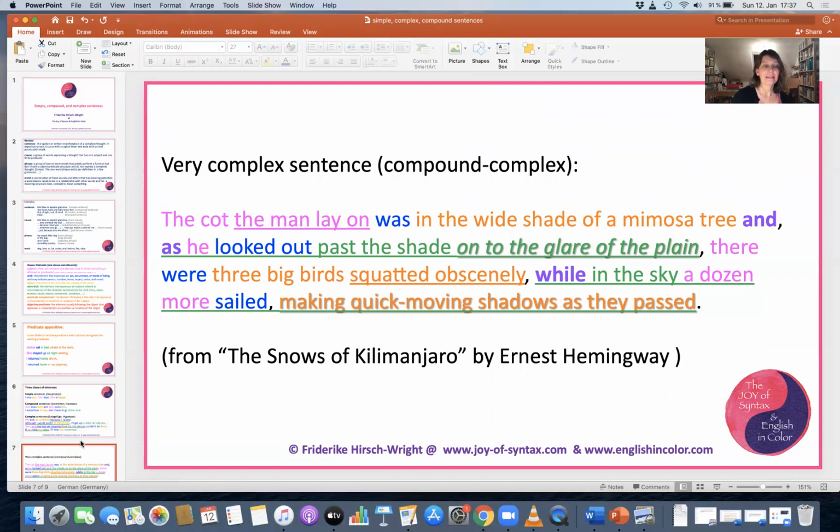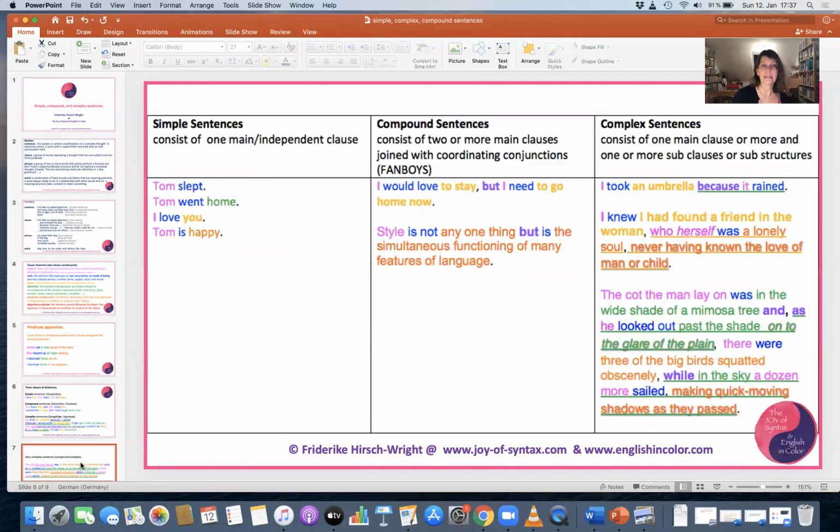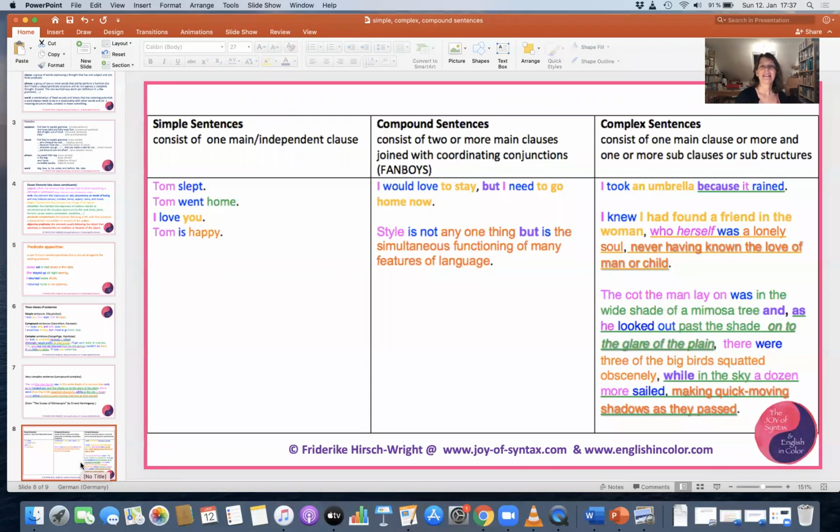Okay, so now let's look at another overview. Let's look at these three types of sentences at one glance. Simple sentences: Tom slept, Tom went home, I love you, and Tom is happy. Compound sentences: I would love to stay, but I need to go home now. Style is not any one thing, but is the simultaneous functioning of many features of language. Complex sentences: I took an umbrella because it rained.